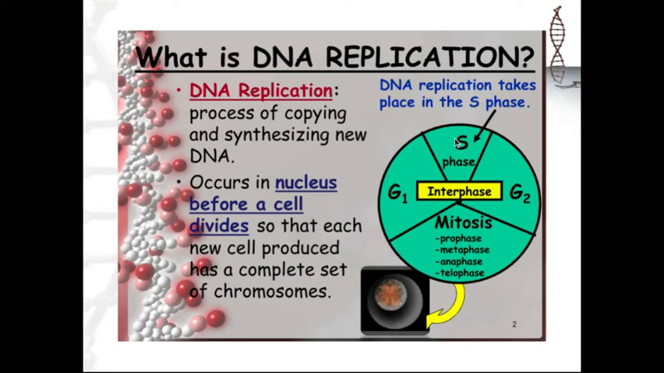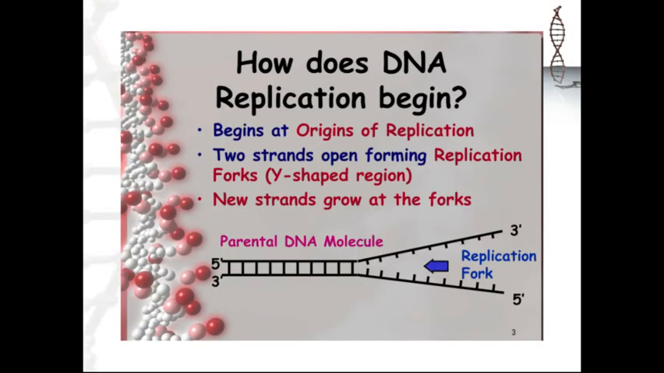When that copying is made of exact replicas, you will then have 92, technically, chromosomes. But that's good because then when it goes through mitosis and divides, each cell will end up with 46, just like it started with. So how does DNA replication begin?